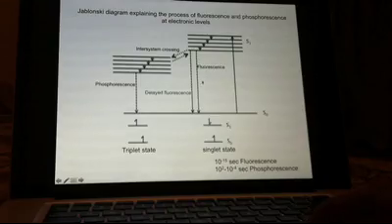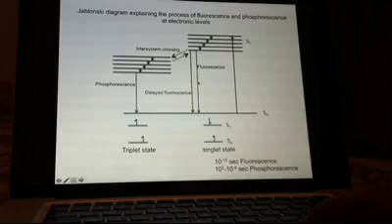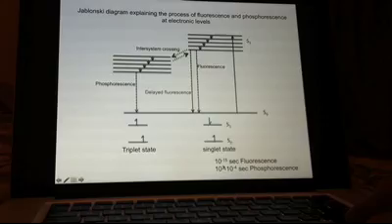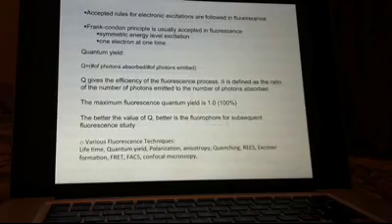This diagram also explains the difference between the energy of absorption and the energy of emitted fluorescence light. The process is very fast. It takes only 10 raised to minus 15 seconds for the fluorescence to occur.